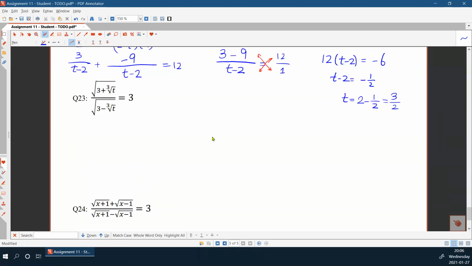Okay, let's have a look at the next one. Okay, next one, the rule we are going to use is when you have an expression square root of a divided by square root of b, you can rewrite this as square root of a over b, right? So first of all, we can put them under the same square root. Okay, do you understand this step? Sorry, this is not nice. Three.